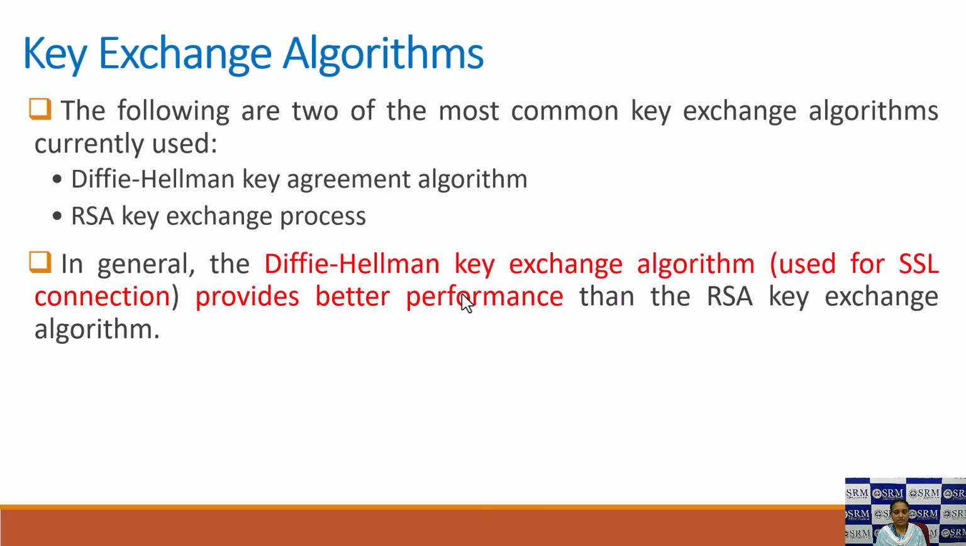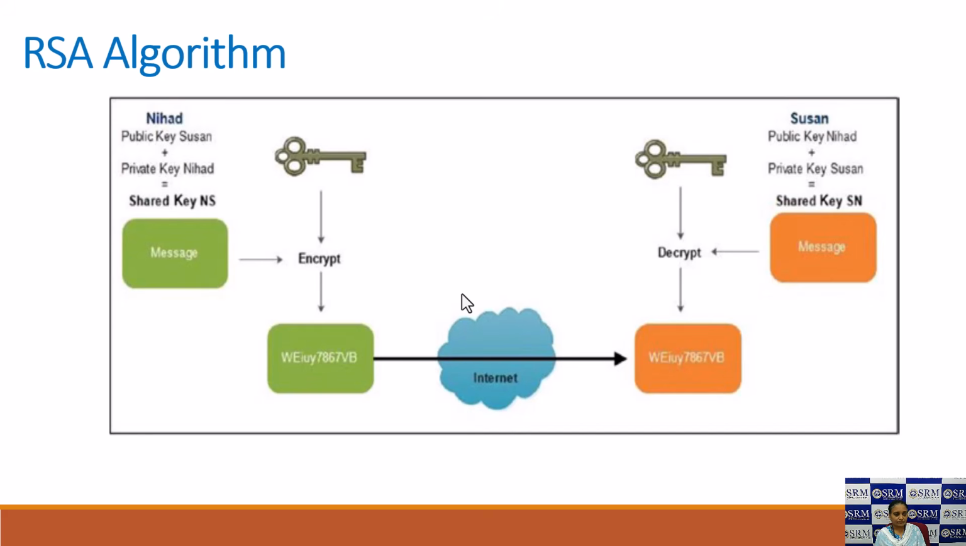The Diffie-Hellman key exchange algorithm is used in SSL connections and provides better performance when compared to the RSA algorithm. So this is the RSA algorithm. If you could see here, Nihad wants to communicate to Susan. So Nihad uses his private key plus the public key of Susan, combined together, which becomes the shared key. NS here is Nihad Susan, for encryption. For decryption, they use Susan's public key plus Nihad's private key.